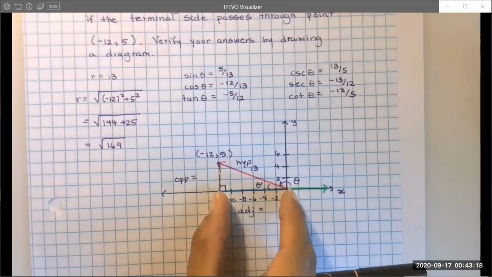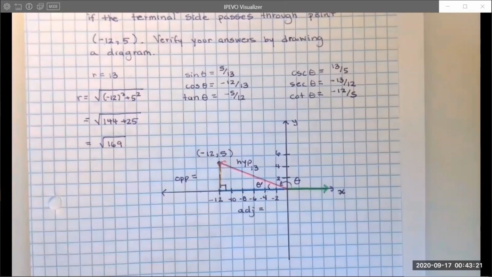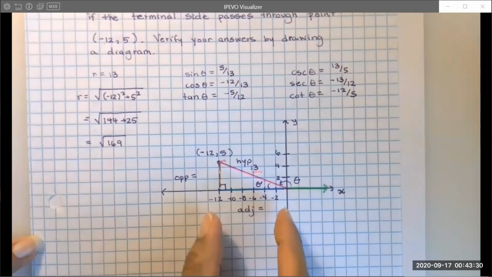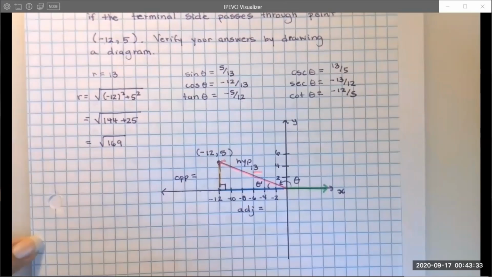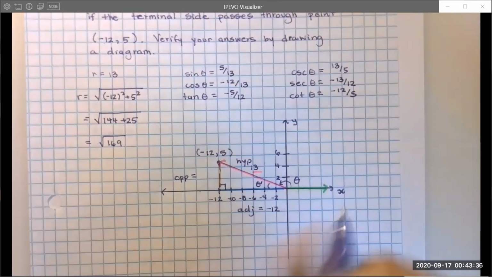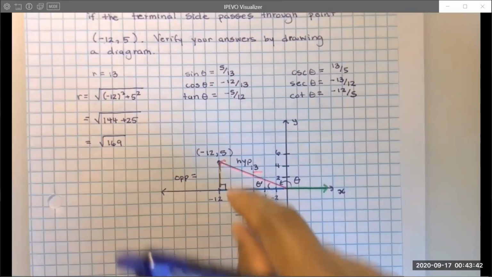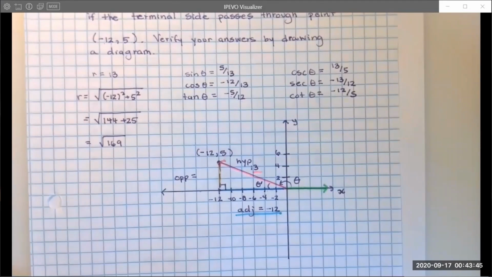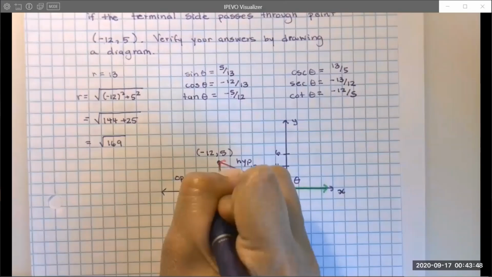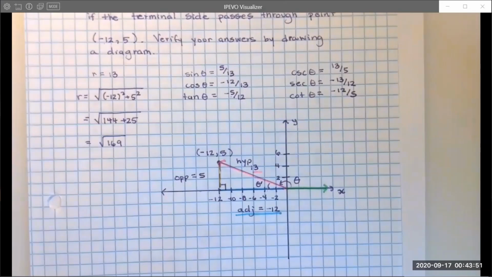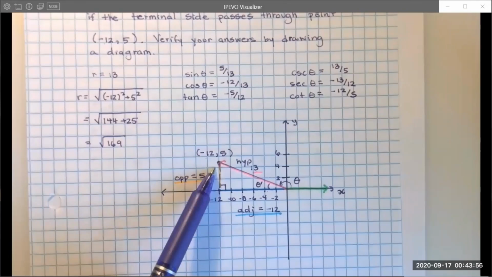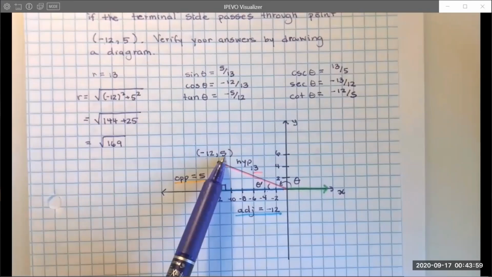Okay, so what would be the adjacent side here? What would be the measure and the direction of it? What is this measure here? -12. -12, excellent. Yep, -12. So that would be the adjacent side. And then what would the opposite side be? What is this here? 5. 5, good. And that information we're getting from the coordinates of this point, right? We plotted the point, and now that we've plotted it, we can see what these measure from those two values.